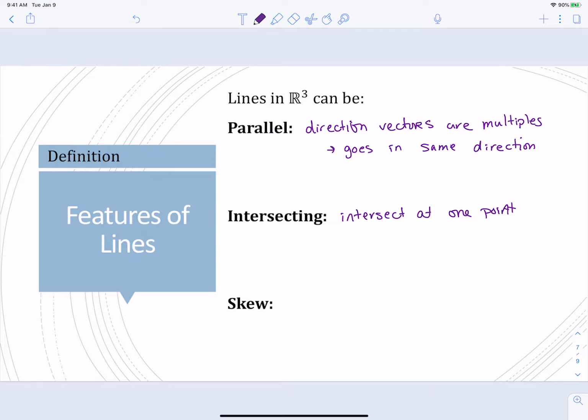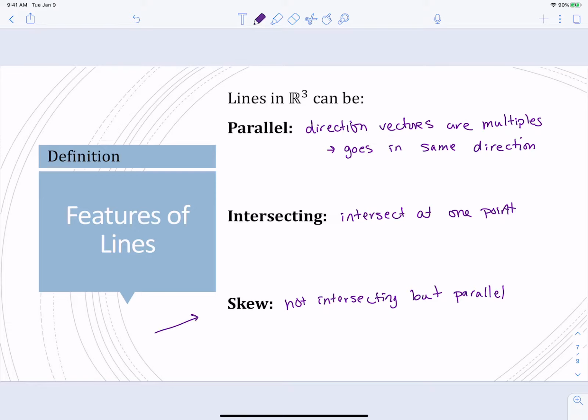I mean, we can also have that the two lines are the same. That's not that interesting, but we can have that. But then skew is that they're not intersecting, but they're not parallel. And this should make sense. I mean, you can have two trajectories in 3 dimensions and they just will never touch each other.